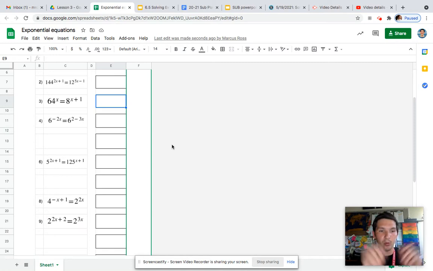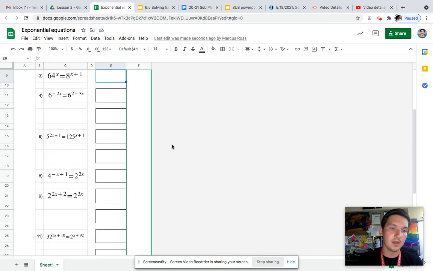Number 4 I'm not going to do. You're just going to pull both those out and set them equal to each other. So negative 2x equals 2 minus 3x.